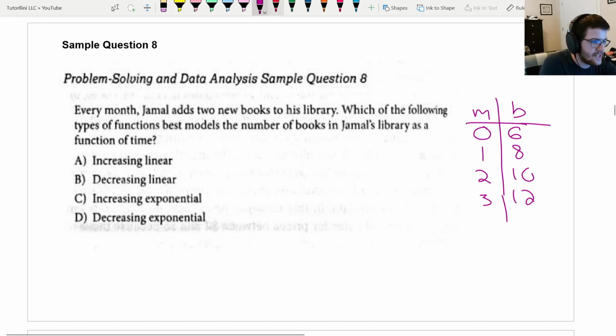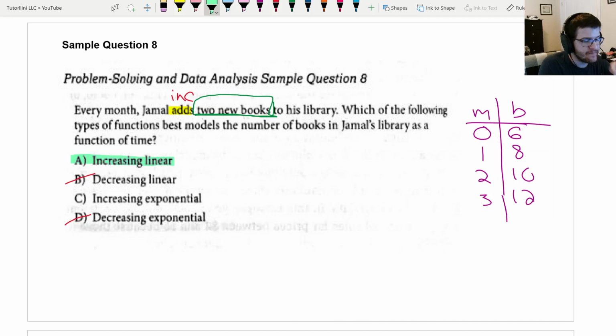So it's definitely increasing. B and D are wrong because he's adding books, so that's increasing. And it has a constant rate of change. He's adding 2 new books. If it's got a constant rate of change, that means it is linear. So this is increasing linear, which is answer choice A. If you came up with your little example like I did and plotted it on Desmos, you'd see it would make a straight line. That's another thing you could do to help.